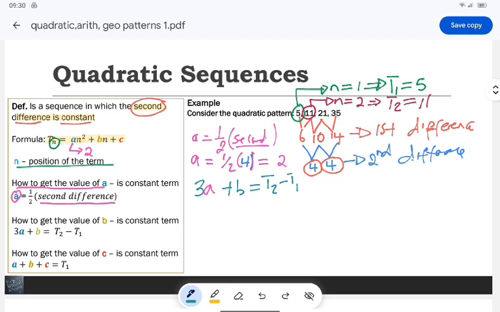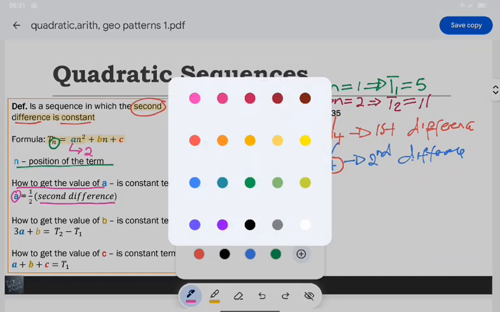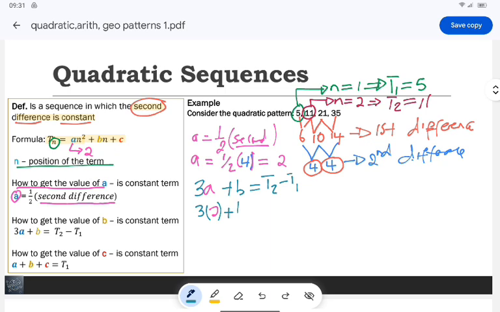Am I right? So now let's substitute. We're going to say 3a, and we calculated a from above, that will be 2, plus b, which equals T2 minus T1. Here T2 is equal to 11, and T1 is equal to 5. So T2 is 11, then we subtract 5. Okay, so 3 times 2 will be 6, plus b, which equals 11 minus 5, that will be 6 also.